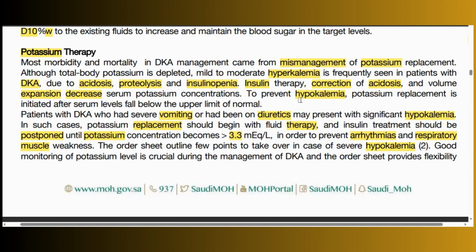So, to prevent hypokalemia, potassium replacement is initiated after serum level falls below the upper limit of normal. Patients with DKA who have severe vomiting or are on diuretics may present with significant hypokalemia. In such cases, potassium replacement should be begun with fluid therapy, and insulin treatment should be postponed until potassium concentration becomes more than 3.3 in order to prevent arrhythmia and respiratory muscle weakening.